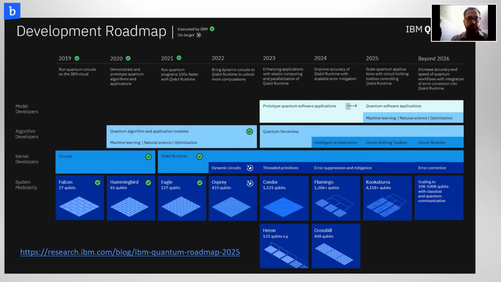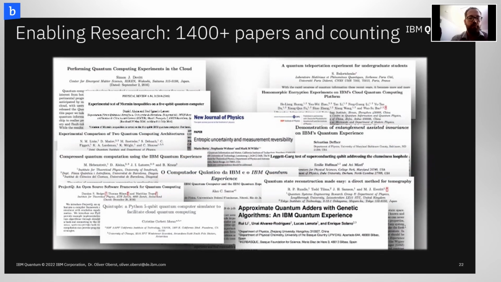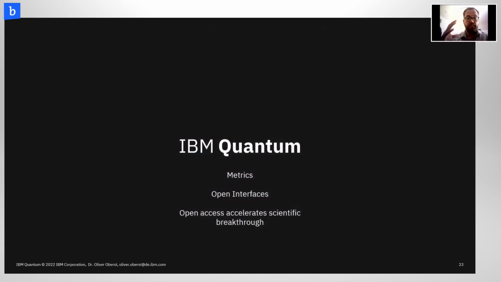And then last but not least, we saw two days ago an update of our roadmap. Here in green, you see what we actually reached in time. And now we have really changed gear. The old roadmap was depicting up to Condor. Now we have a roadmap, and you are invited to read the research blog, publicly available since two days, on how we will reach over 4,000 qubits by 2025. Don't miss it. It's really interesting, and the technologies are at least somewhat depicted. And as said, we have more than 1,400 papers published based on IBM Quantum.